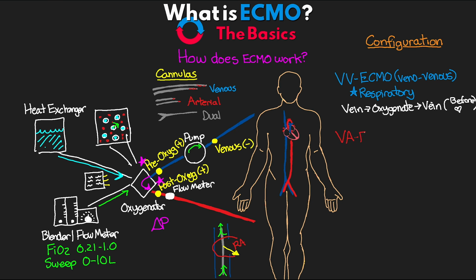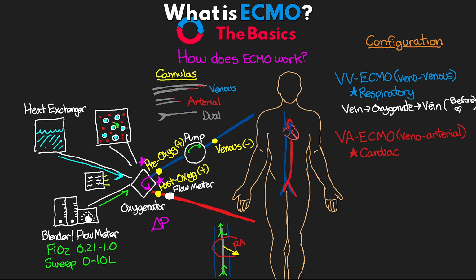All right, so next let's talk about VA ECMO, and this stands for veno-arterial. You can think of this one as being our cardiac support. This one is going to provide cardiac support, but you're also going to get the respiratory support for free because we have the oxygenator on the system. Now in this configuration, we're going to be draining the blood again from a vein.